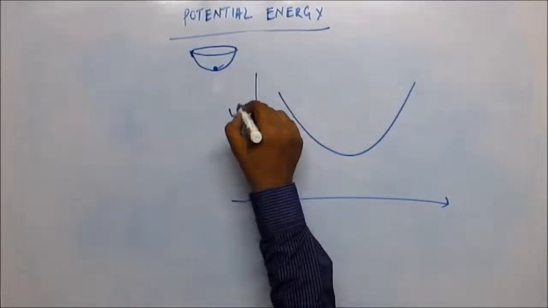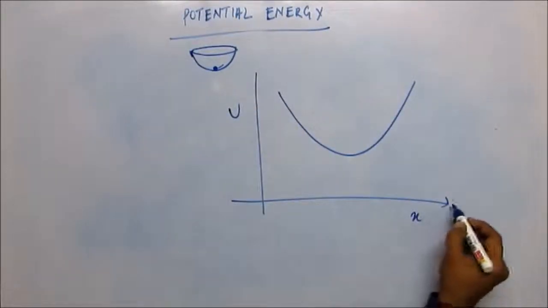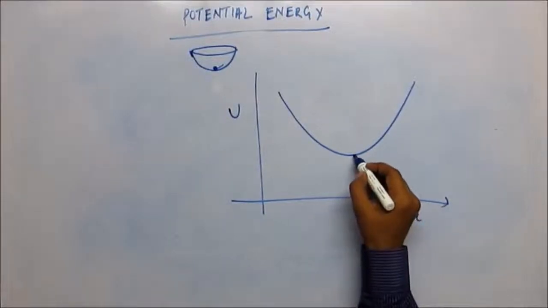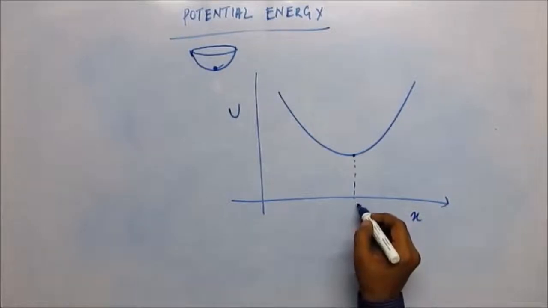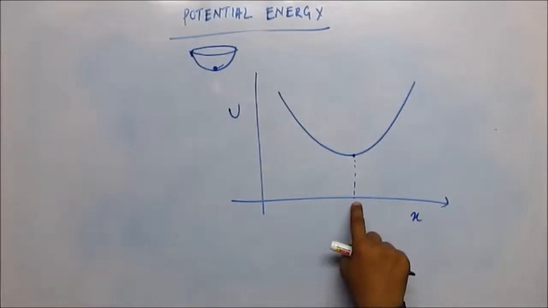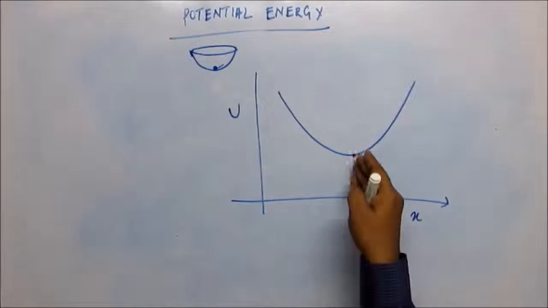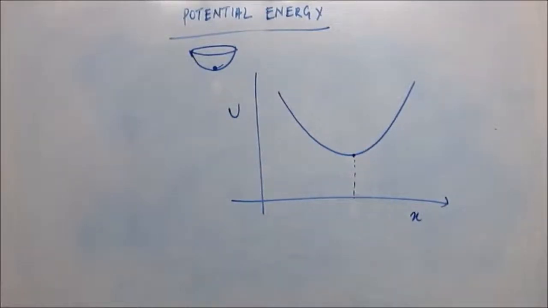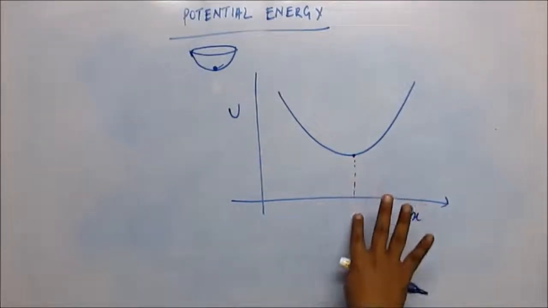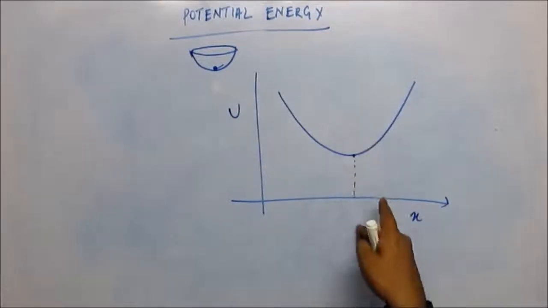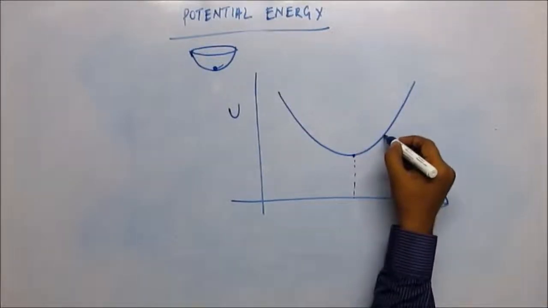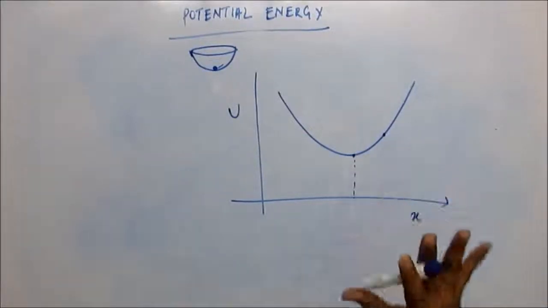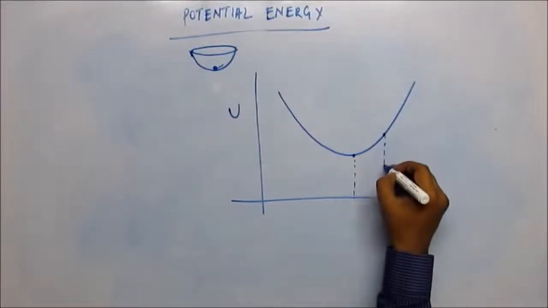This is the potential versus displacement graph. The ball is physically kept at this point, at this displacement. Considering this point to be 0, or conveniently we will take this to be 0, at which displacement is 0, the potential energy is minimum. Now if you move this ball to this position and let it go, let's see what will happen.